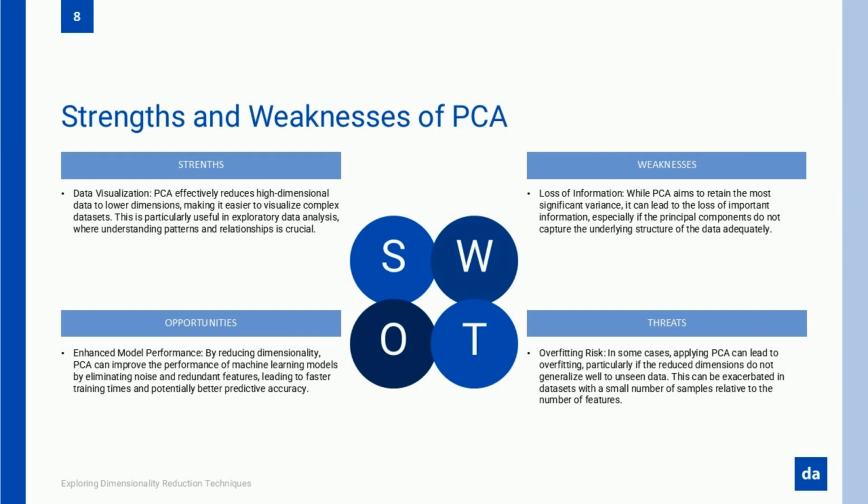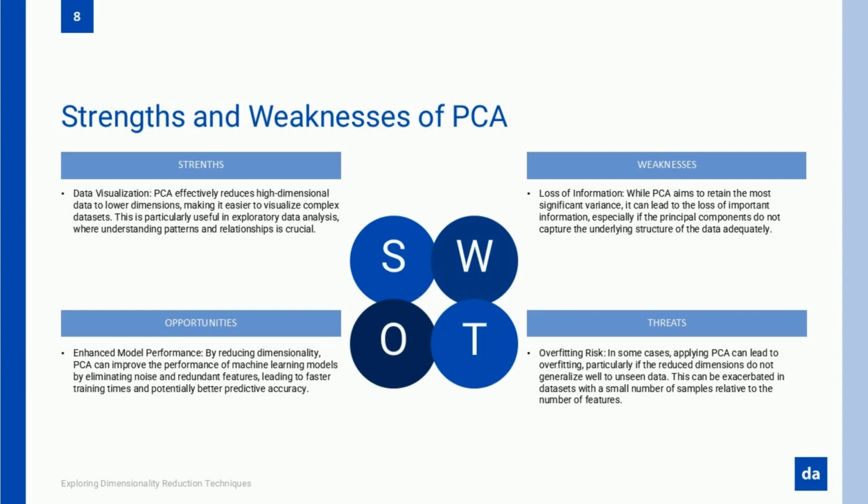Another strength? Enhanced model performance. By reducing the noise and redundancy in your data, PCA streamlines the input for machine learning models. Imagine training a model on raw, unfiltered data full of irrelevant variables. It would be like trying to train a dog with 100 different commands all at once, confusing and ineffective. PCA removes the distractions, leaving only the most important features. This leads to faster training times, better predictive accuracy, and overall a more robust model.